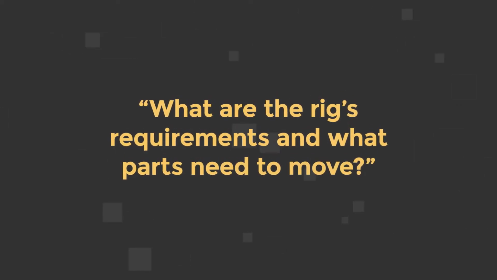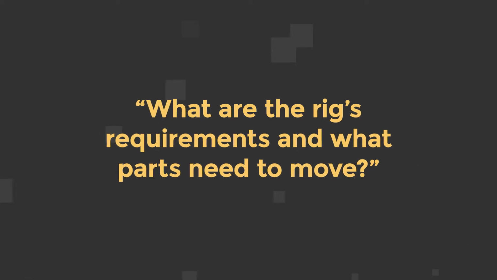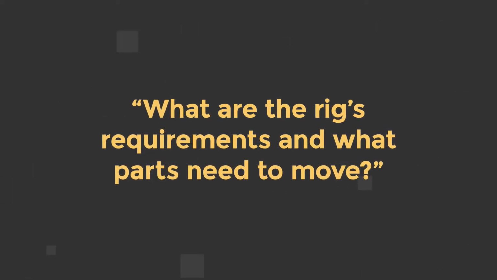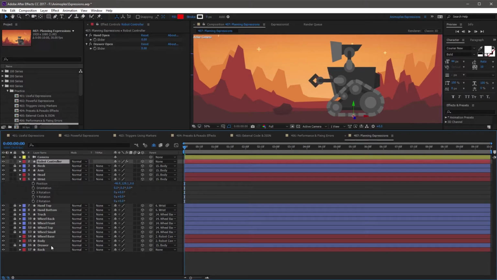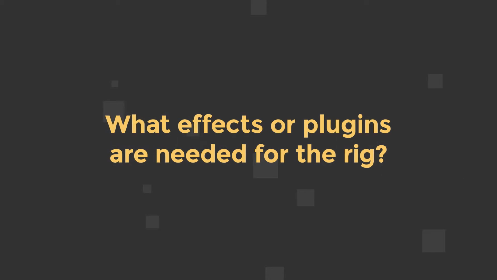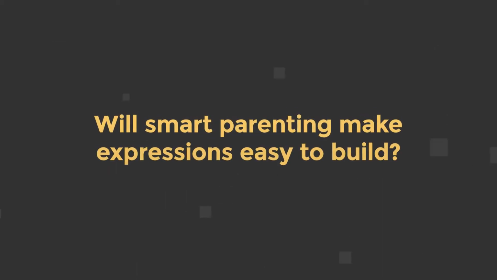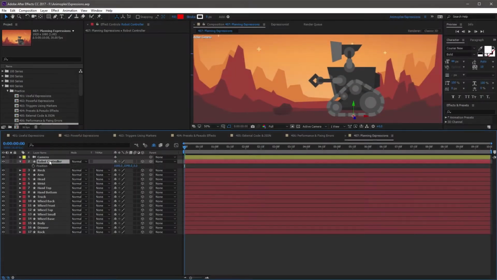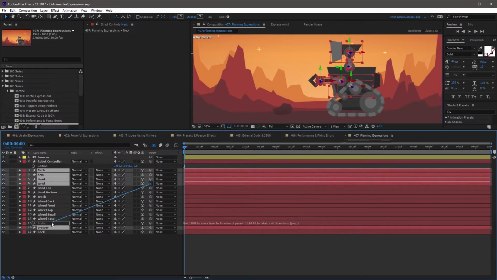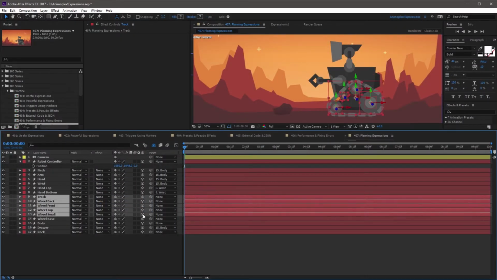Question 1. What are the rig's requirements and what parts need to move? This is a great question to ask yourself before creating any expression. Before you start, you should think about the composition structure and elements. Some other good things to consider: what are the specific effects or plugins that the rig will rely on? Is there a smart parenting structure that will make expressions easier? Based on the answers to these questions, you get a better sense of what you're building and how expressions can help the setup process.